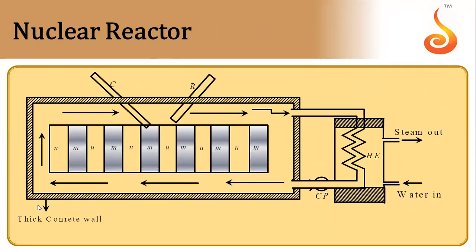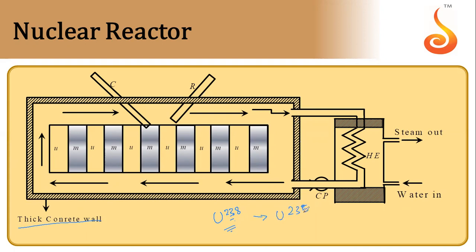Now, this is your diagram of nuclear reactor. So this is outside. It is covered by a thick concrete wall. Now inside, a naturally occurring uranium-235, it is not fissionable. Like the naturally occurring uranium isotope is 238. It has to be converted into 235.